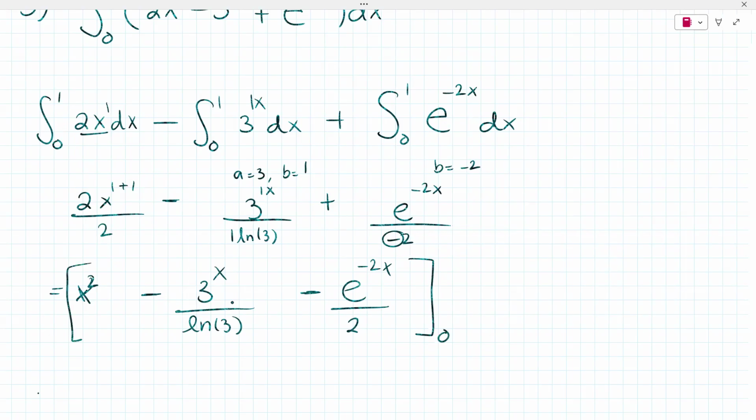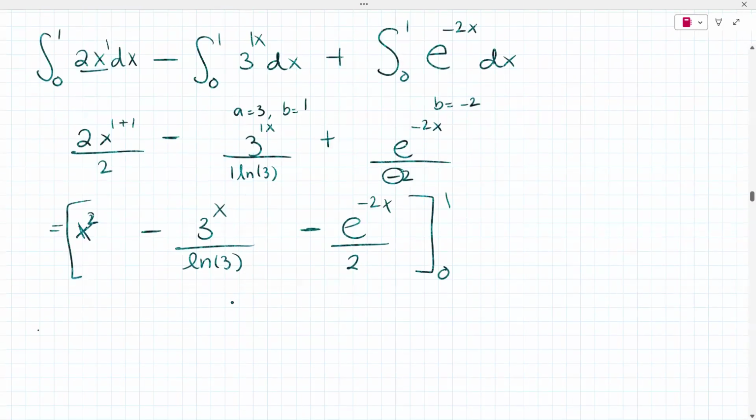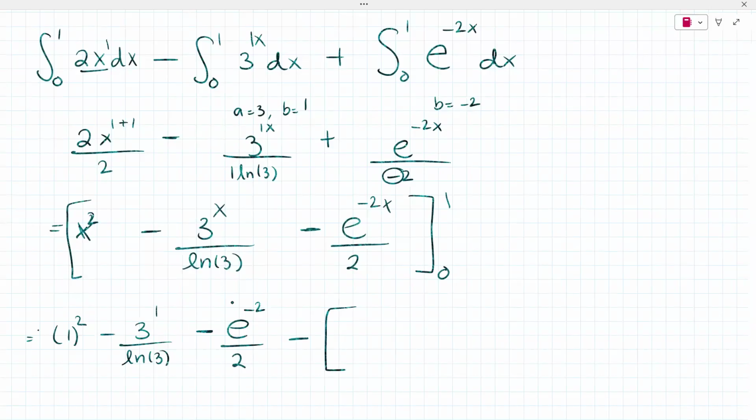So lower boundary, upper boundary. So you do upper boundary minus lower boundary. So plug in 1. It's going to be 1 squared minus 3 to the 1 over ln of 3 minus e. And then negative 2 times 1 is negative 2, over 2, minus bracket 0 squared is 0 minus 3 raised to the 0 over ln of 3 minus e to the negative 2 times 0 over 2.